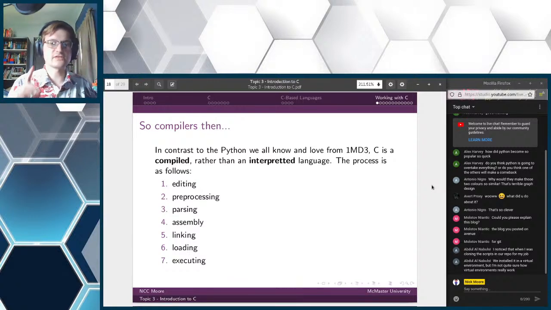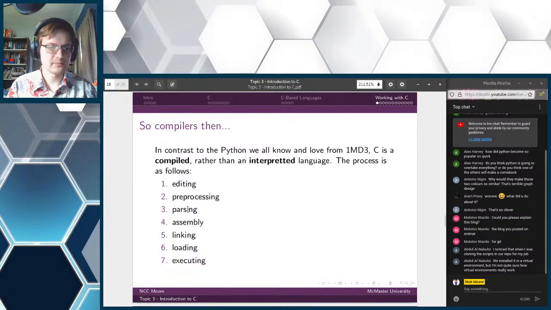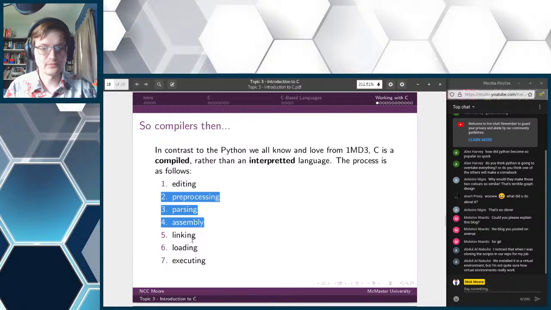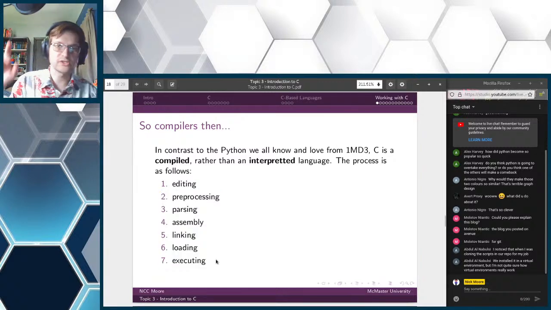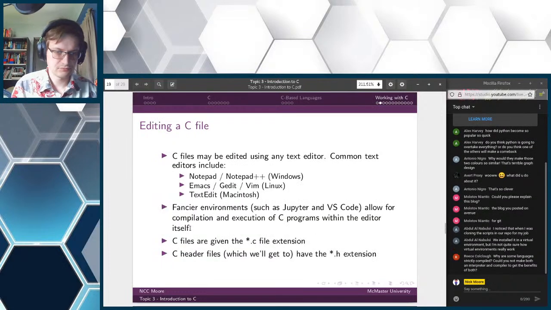The process is as follows. This is how you produce a C program: editing, pre-processing, parsing, assembly, linking, loading, and executing. A number of these steps are collected into single operations. Pre-processing, parsing, and assembly, that's all something you do when you invoke the compiler. Linking, loading, and executing, that's what you do when you try to run the executable.